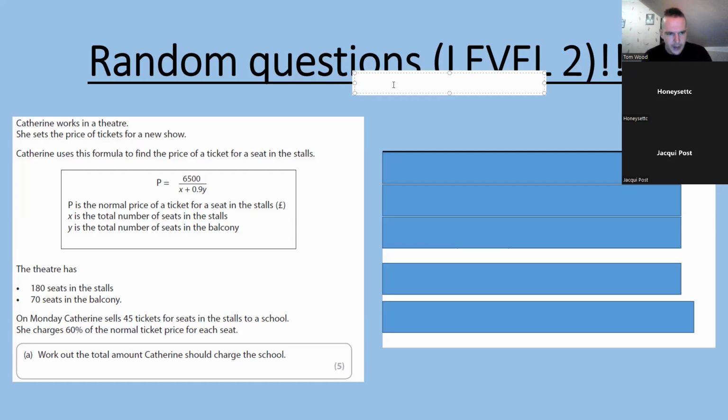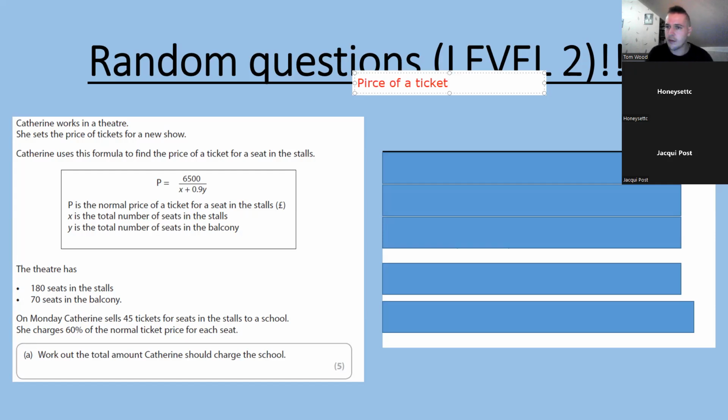Okay, so on Monday then, she sells 45 tickets for seats in the stalls to a school, and she charges 60% of the normal ticket price for each seat. So what is the total amount that she is going to charge the school? Again, you can see how people might get a little bit lost here because there's multiple steps there. I just go through and start bullet pointing down what we're going to be doing here. So first of all, I need to know what is the price of a ticket.